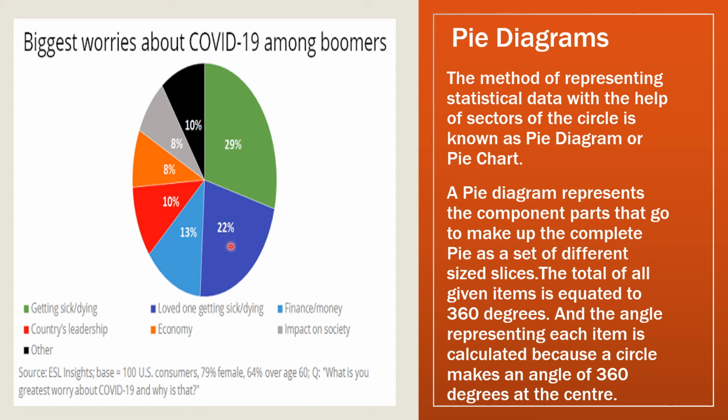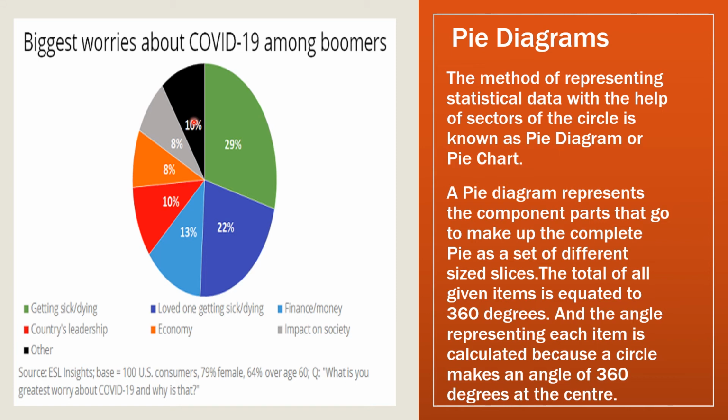Then loved one getting sick or dying was a concern of 22% of the people who were surveyed. Financial and money concerns, 13% of the population had these concerns. They had doubts about the country's leadership. That would be 10% of the data that was studied. Some had concerns about the economy, and those were 8% of the population that was studied. 8% had concerns regarding the impact on society, that's shown by this gray area. And the remaining 10% had other reasons or other concerns.